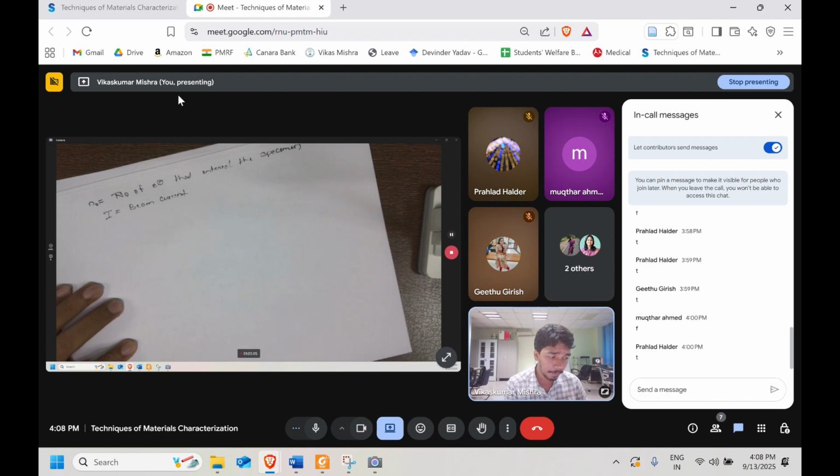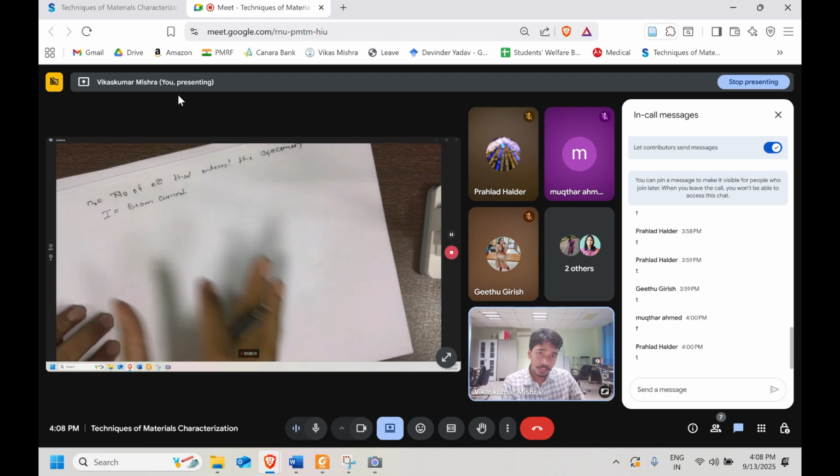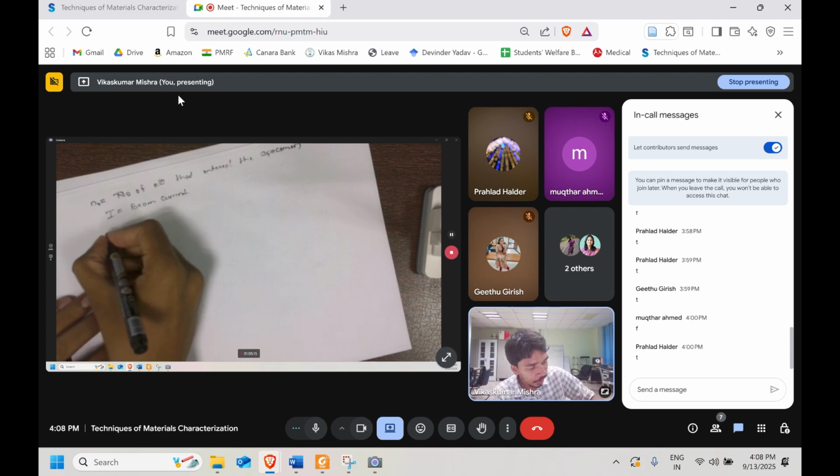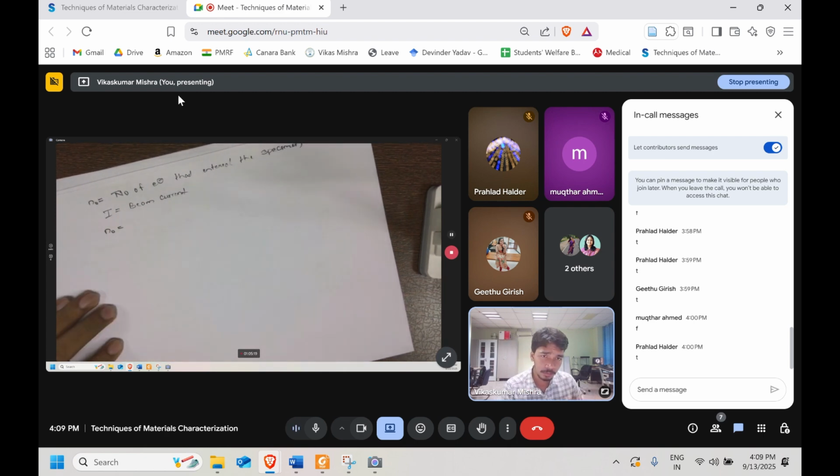I is the beam current. So it means the number of charges that has been transferred, right? So how can I write the number of electrons that has entered? Let's try to write the number of electrons that has entered.